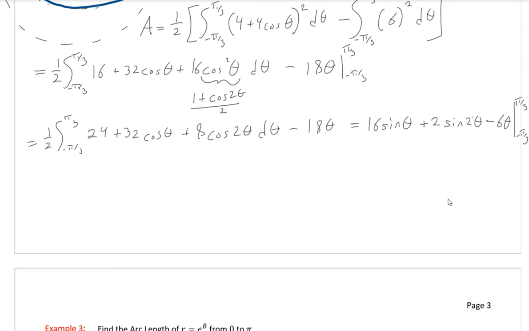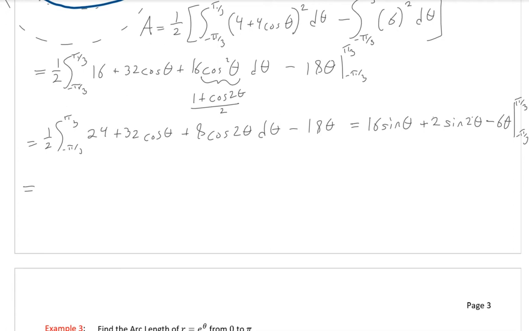Don't think I missed anything there. 24 times 1/2 is 12. Minus 18 is all good. 16 sine theta, yep. And this one turns into sine of 2 theta divided by 2 times 1/2. We get that. Okay, all good. And then we can evaluate this. All right, so plugging those values in.